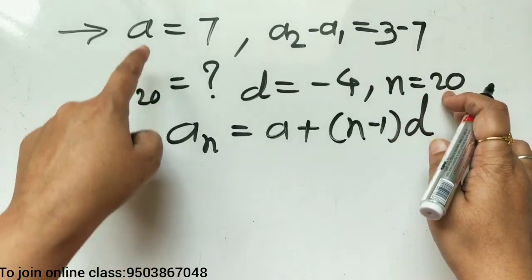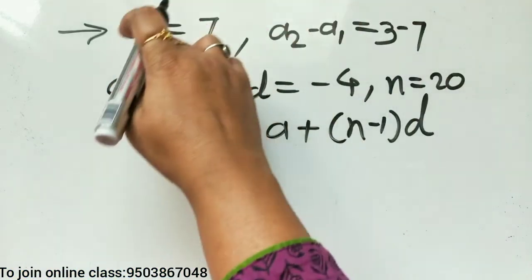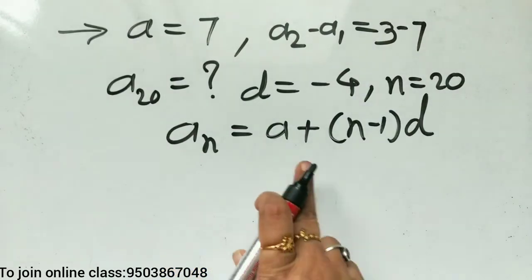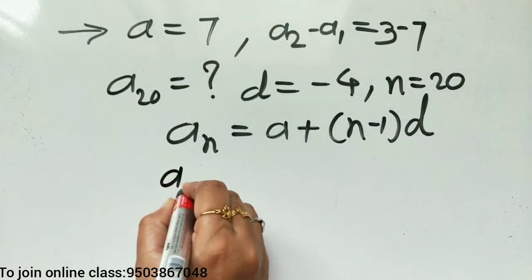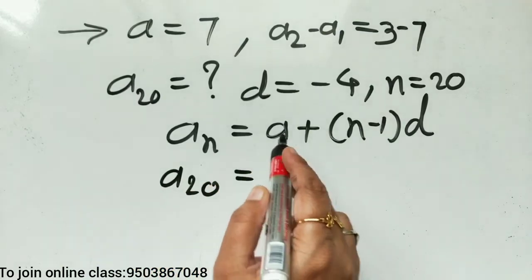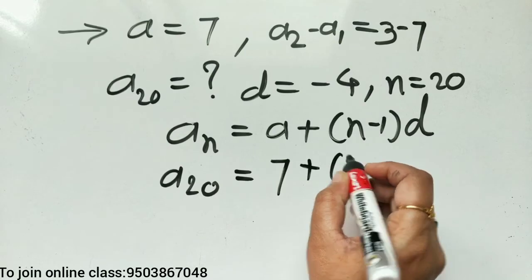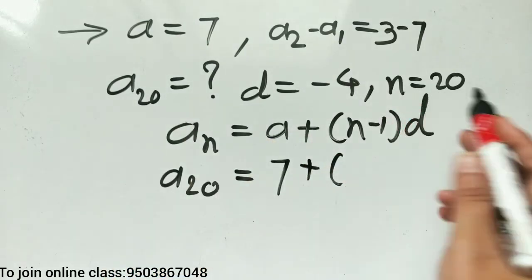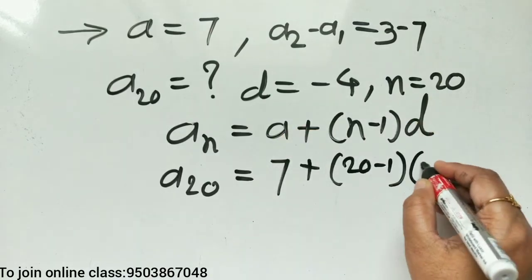And all these values a, d and n, we are going to substitute in the given formula. So here I am going to write a20 is equal to a's value, which we know is 7, plus (n minus 1), where n is 20, so 20 minus 1, times the common difference, which is minus 4.